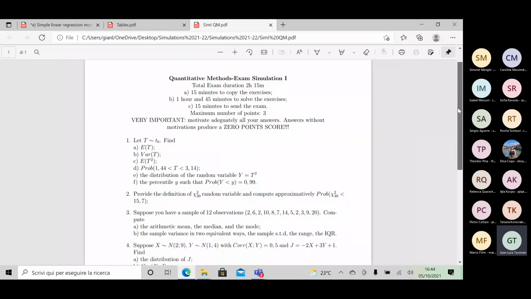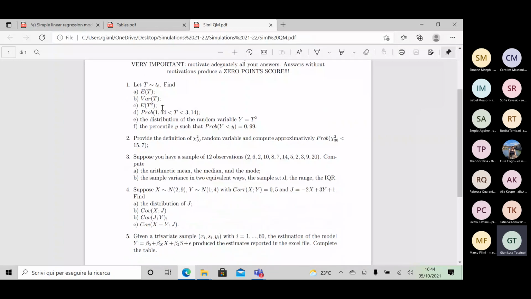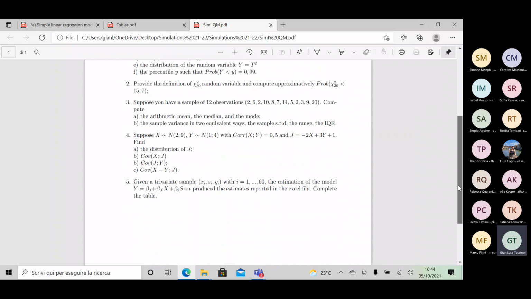These are new because I prepared them yesterday, and look what I did. Here there are questions. I hope I didn't make a lot of mistakes. And look, here I did exercise 5: given a trivariate sample xi, si, yi, with i equal to 1 to 60, the estimation of the model y equal to beta 0 plus beta 1 x plus beta 2 s plus epsilon produced the estimates reported in the Excel file.